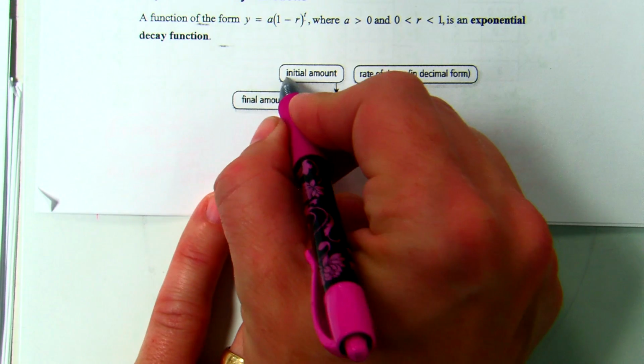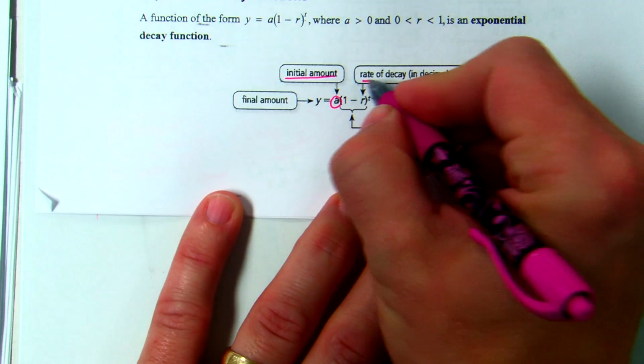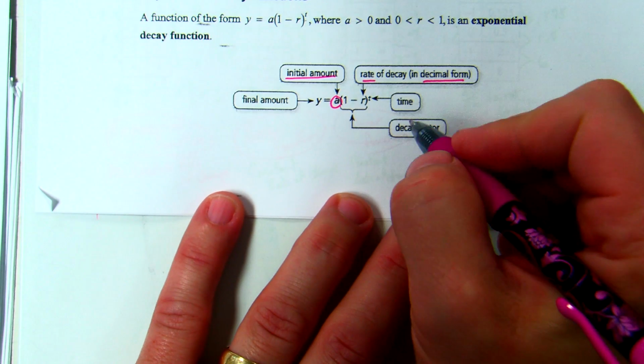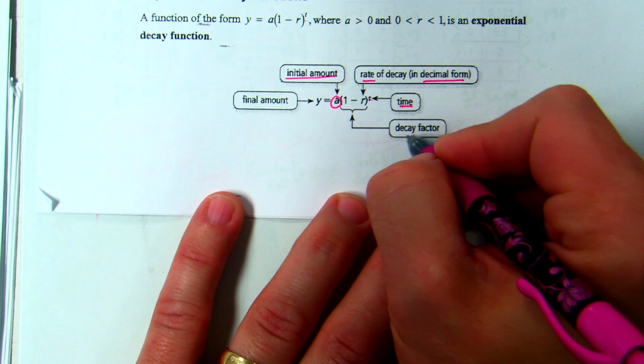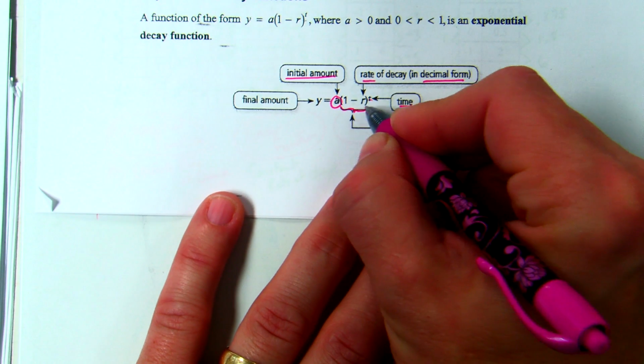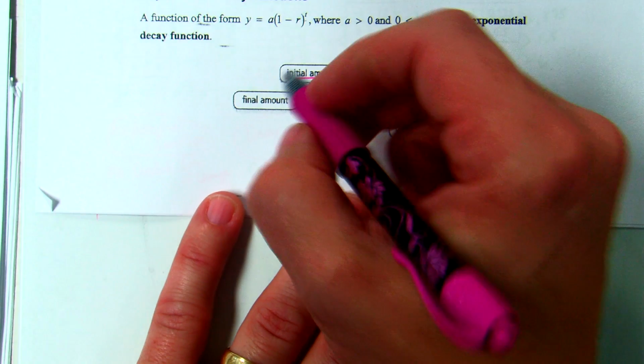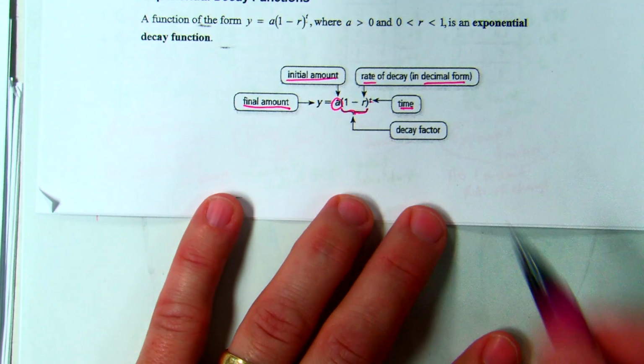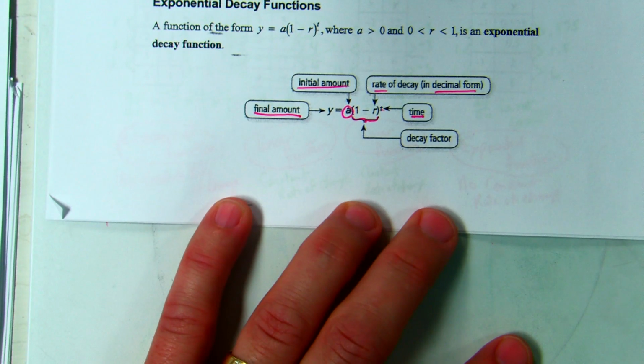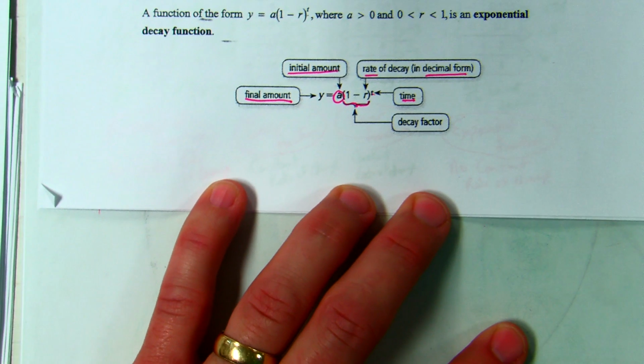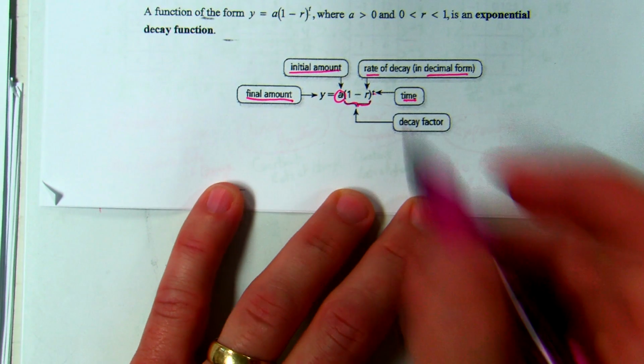Again, the same thing here. Your initial amount is your A. Your rate's also going to be in decimal form here. You've got your T, which is time. This whole thing is now your decay factor. And then your final amount is all those things evaluated together.